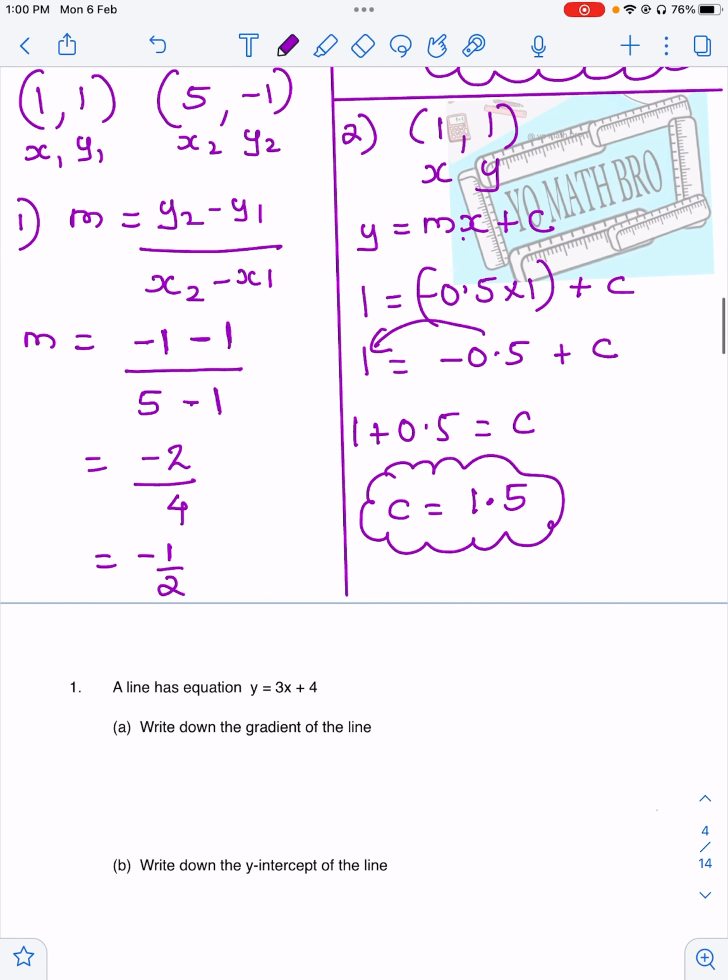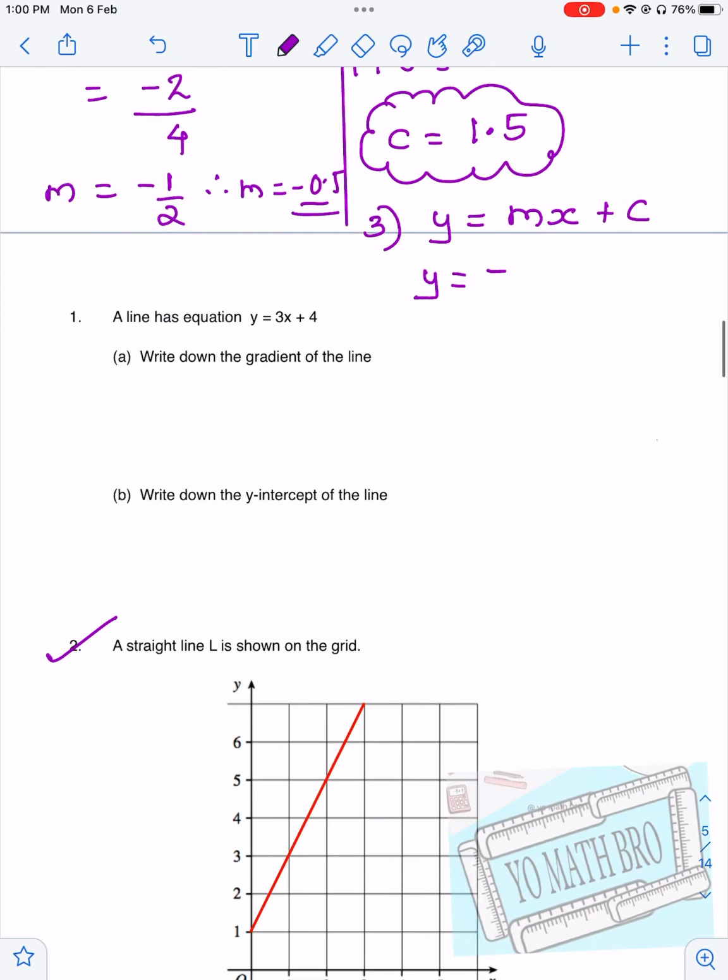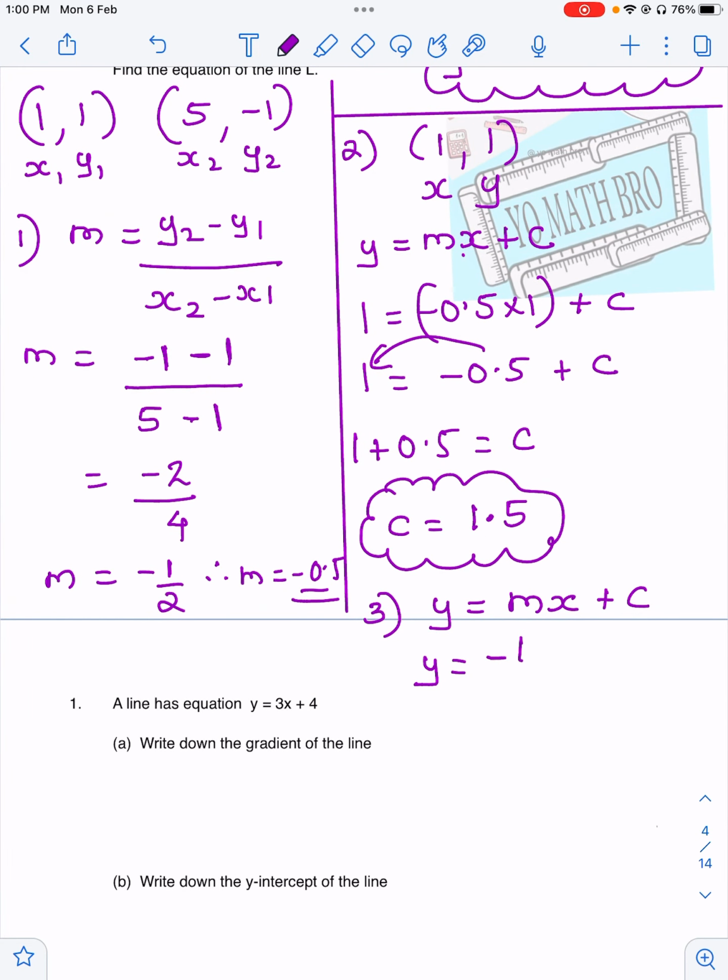Once I get this, what do I do? I write the general formula again. But in the final step, when I write the general formula again, I told you, my dear students, I will just substitute now the value of m and c. So y is equal to minus half x plus 1.5. This is my equation.